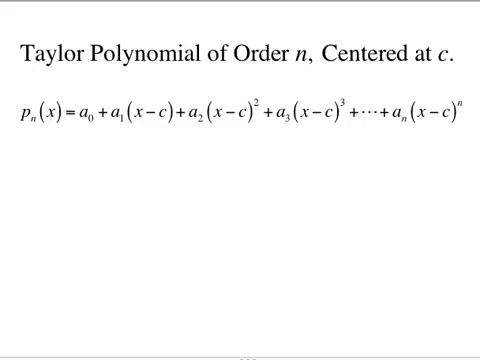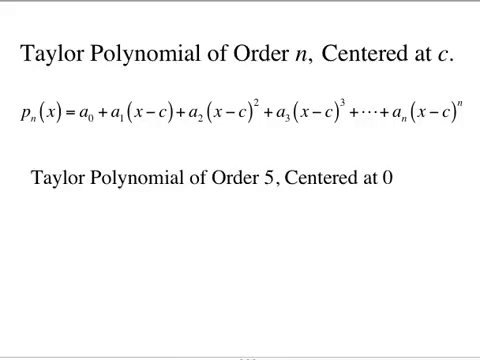Let's define our term. A Taylor polynomial of order n centered at c looks like the following: a sub 0 plus a sub 1 times (x minus c) plus a sub 2 times (x minus c) squared plus a sub 3 times (x minus c) cubed, ending at a sub n times (x minus c) to the nth power.